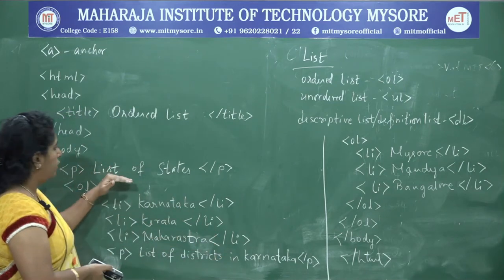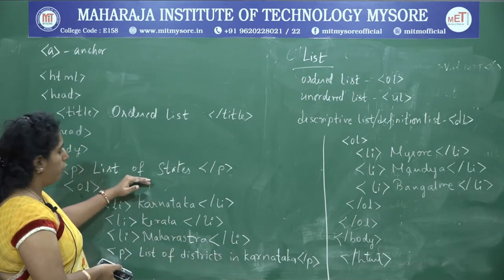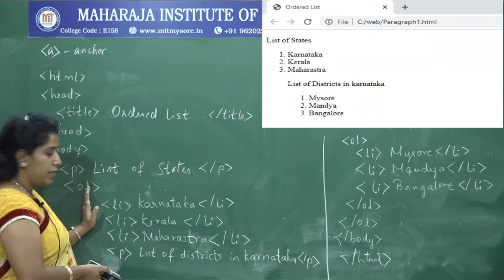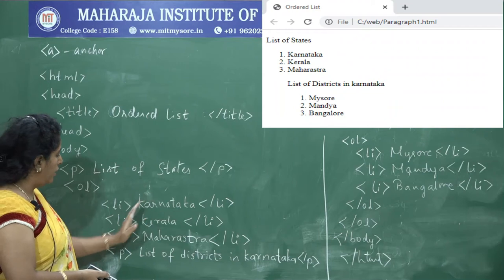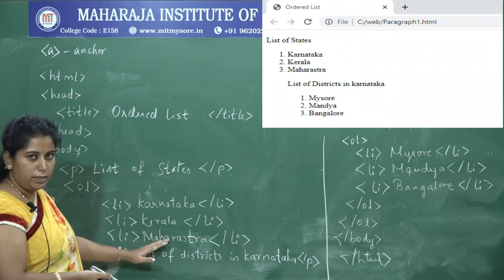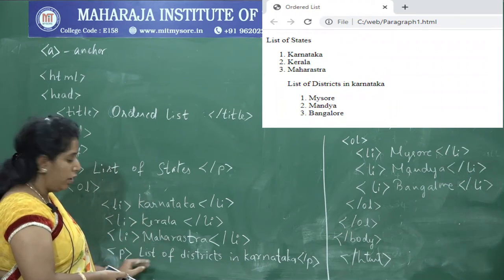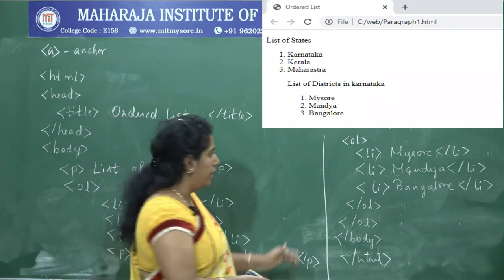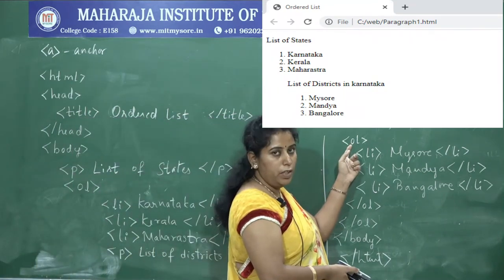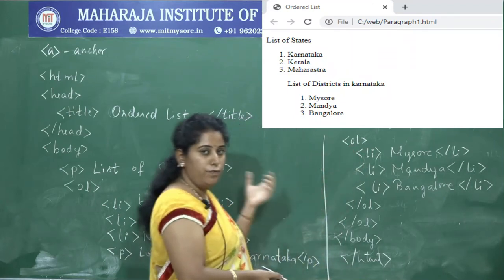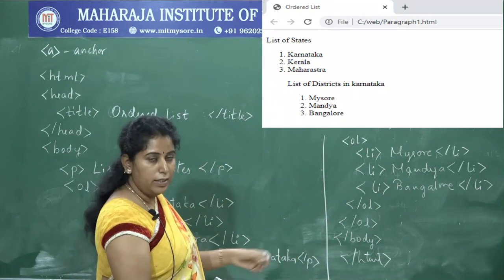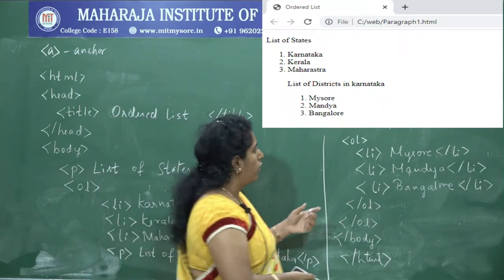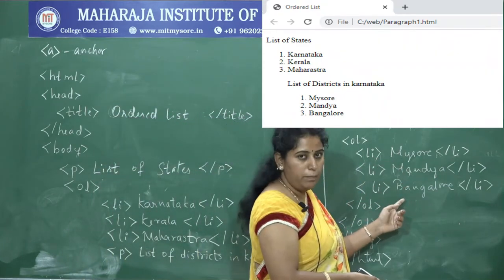How? First, once you run the program, what will be the output? List of states. Under this, I have created an ordered list, a numbered list. First one Karnataka, second one Kerala, third one Maharashtra. After that, I am printing a message called list of districts in Karnataka. Again under that, I have used an ordered list. So I have used a list inside the list. This is called nesting of list elements. There I am listing the elements.